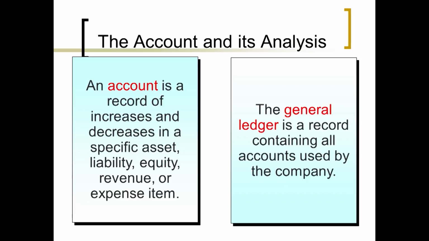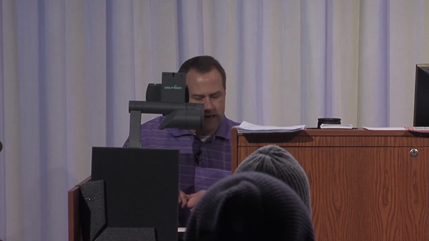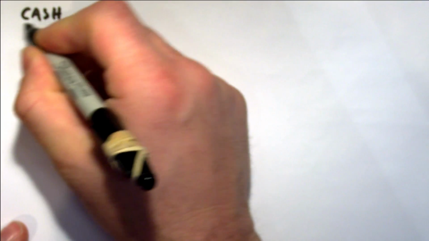Okay? All right. Then we have talked about things like, what is an account? Well, an account is a record of increases and decreases in a specific asset, liability, equity, revenue, or expense item, right? And we have done this, okay? Going over to the doc cam, we had the account of, for example, cash, correct?